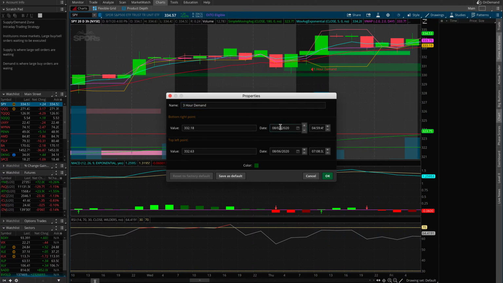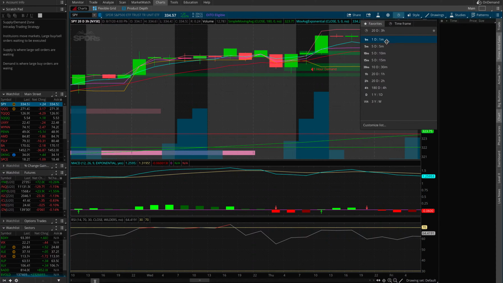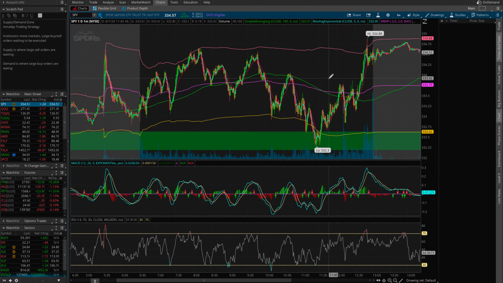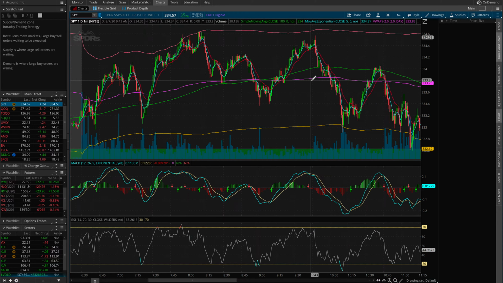If you want to extend it, you go to the bottom right point and put in the date, and it'll extend out. So let me show you the power of this. Let's go into the 1 minute. Here's SPY, and I'm gonna zoom in and go right here.